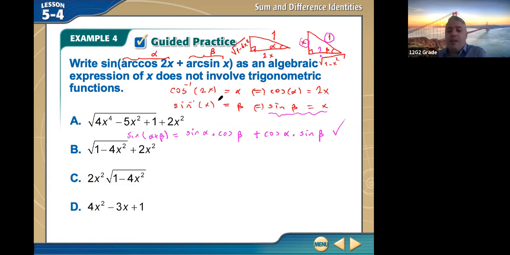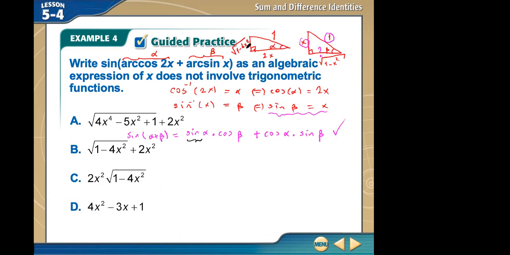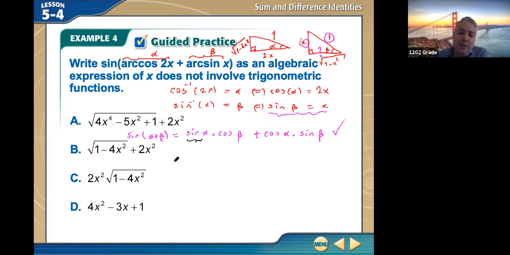Black color. Sine of alpha. Do you have it? Where is alpha? Here. What is sine of alpha? Opposite over hypotenuse, which means square root of 1 minus 4x squared divided by 1. So I am not writing divided by 1.